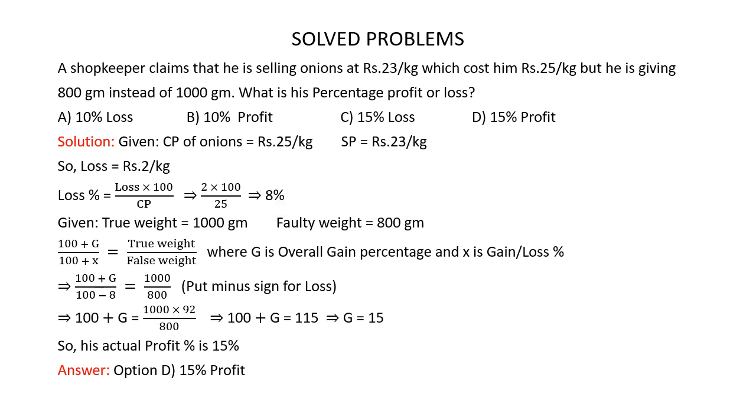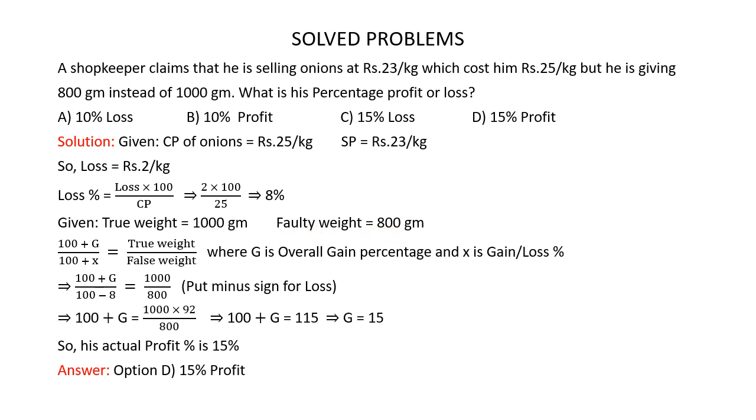So loss percent is 8%. Now, this shopkeeper is a dishonest shopkeeper. Instead of giving 1000 grams, he is giving only 800 grams because instead of using a 1000 gram weight, he is using a 800 gram weight. So true weight is 1000 grams and faulty weight is 800 grams.